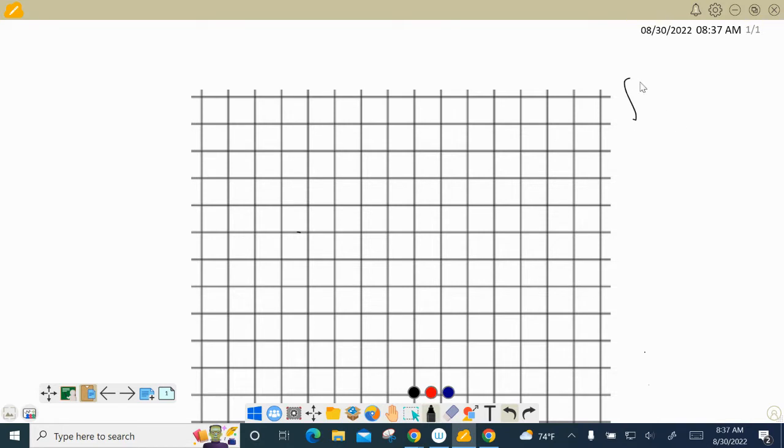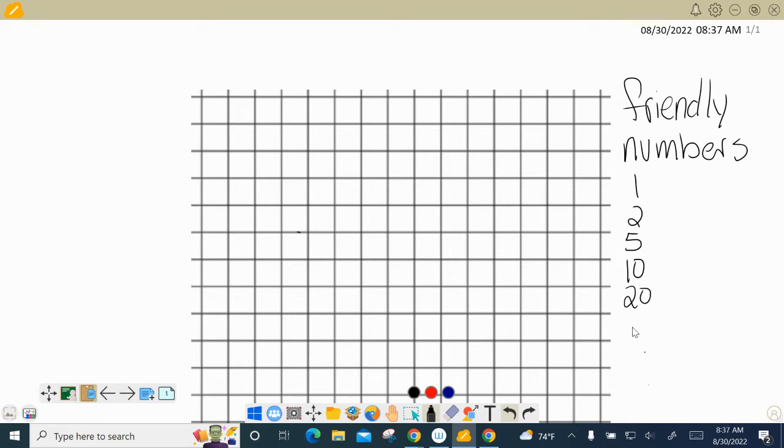First things first, we're going to use a lot of friendly numbers. Friendly numbers are any numbers that are easy to multiply by. So 1 is super easy to multiply by. 2 and 5 are typically our friendliest numbers, but it's whatever you're comfortable multiplying by. It's also important to remember that we can add a 0 to any of these, so we can multiply by 10, by 20, by 50, by 100. Any of those will work as friendly numbers because they're easy to multiply by.